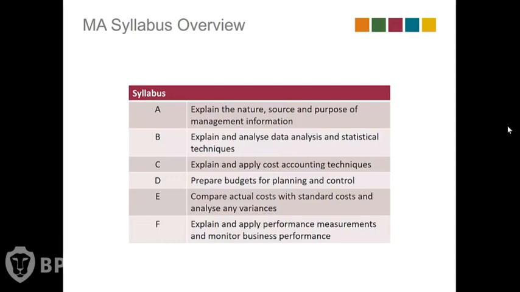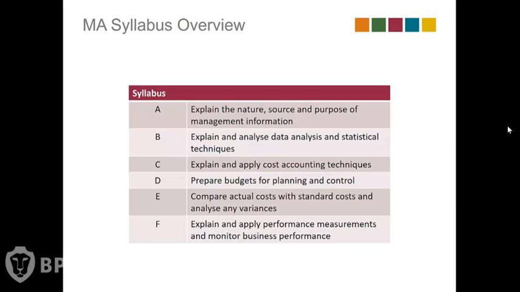That will then move nicely on to Syllabus Area E, where we will compare actual costs with standard costs and look at analysing any variances. In this part of the syllabus, we look to see what actually happened within the business compared to what we expected to happen at the planning stage. Standard costing and variance analysis is a key area of management accounting. We'll cover it in this paper, but you will also see it covered in other papers throughout your ACCA studies.